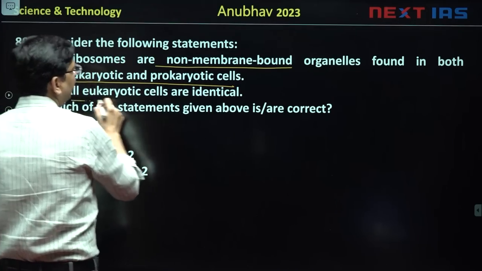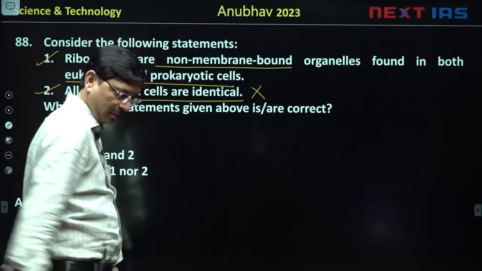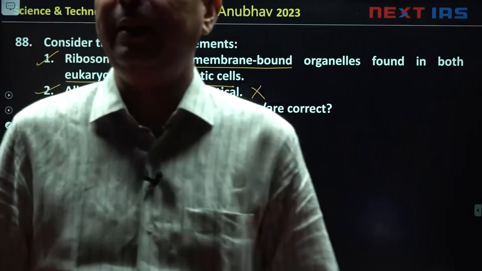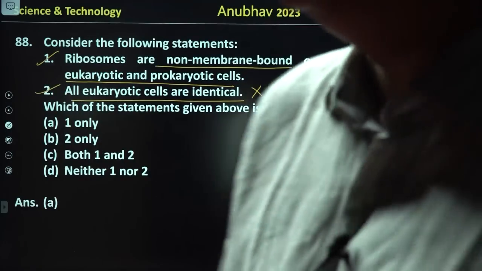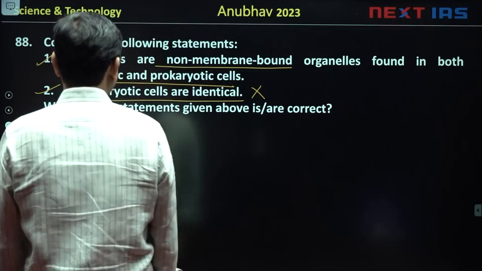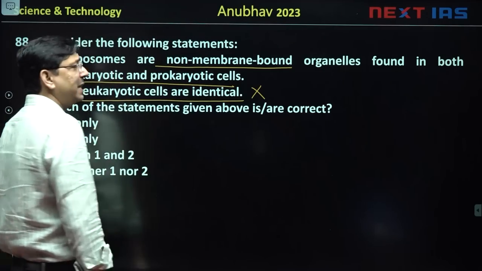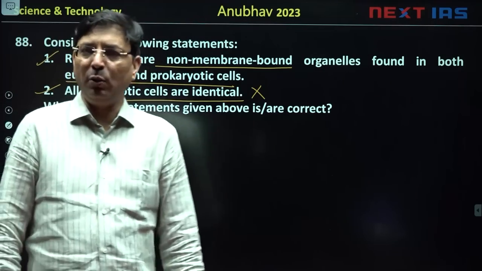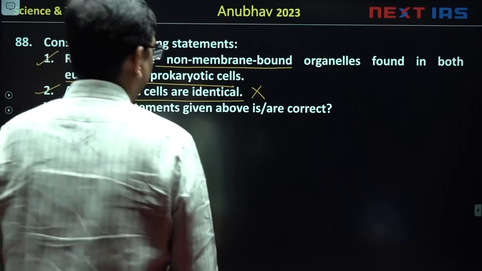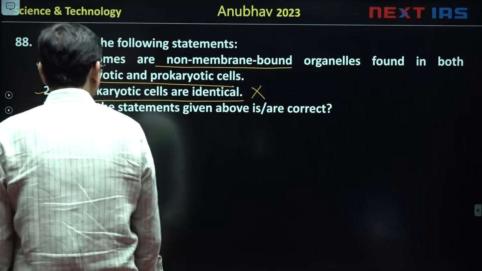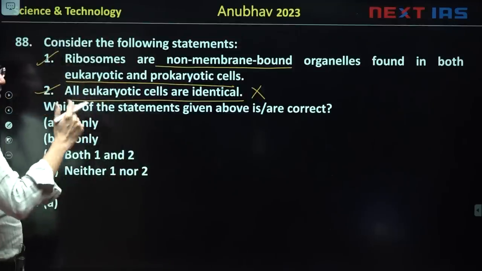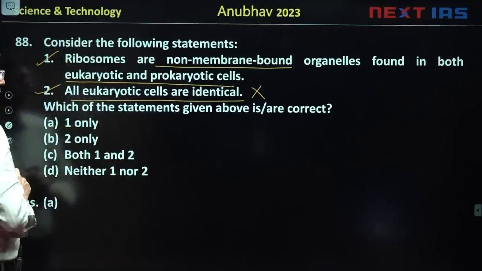All eukaryotic cells are identical, that is wrong. Take a plant cell and an animal cell. A plant cell has a cell wall, an animal cell has no cell wall. A plant cell has plastids, obviously animal cells do not have plastids. Plant cells have a vacuole, animal cells do not have a vacuole. So, there is no cell wall, no plastid, no vacuole in the animal cell, which are there in the plant cell, and both are eukaryotic.